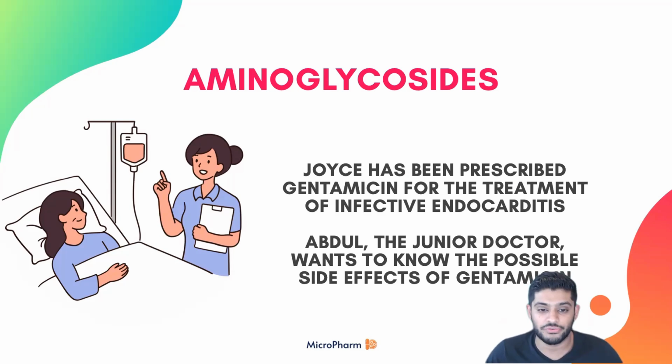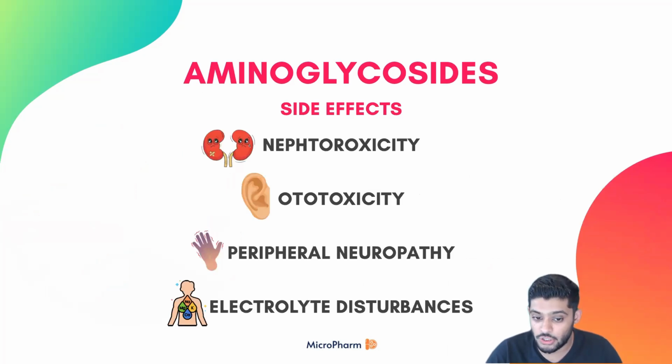What else in terms of side effects? Nephrotoxicity as well. So possibility of diarrhea, gastrointestinal issues, nephrotoxicity. The nephrotoxicity associated with gentamicin is reversible. So important to know that. The nephrotoxicity, ototoxicity, it can cause peripheral neuropathy, and it can also cause electrolyte disturbances.